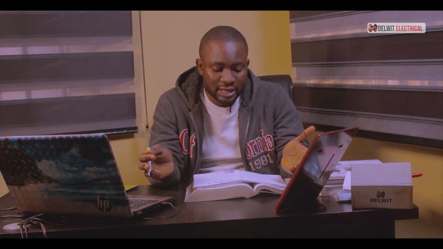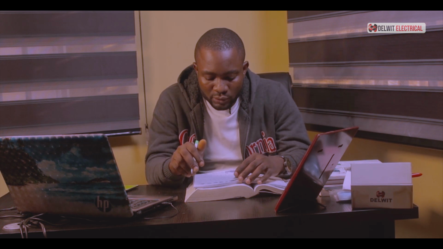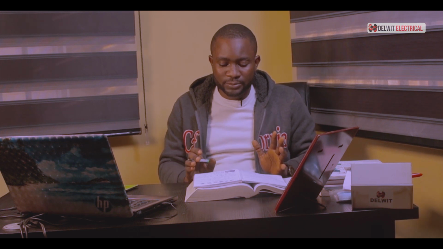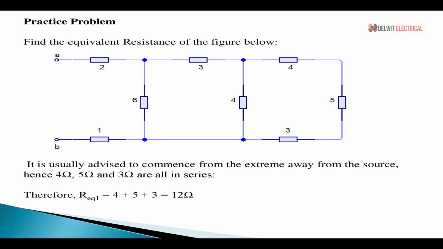So I believe that we've been able to understand how we could calculate the current that flows through a particular branch in a parallel connected circuit. I know it has not been easy for you, but let's solve a particular question and see if we are able to get the exact value. On your screen now, we're going to find the equivalent resistance of the circuit shown below, between point A and point B.